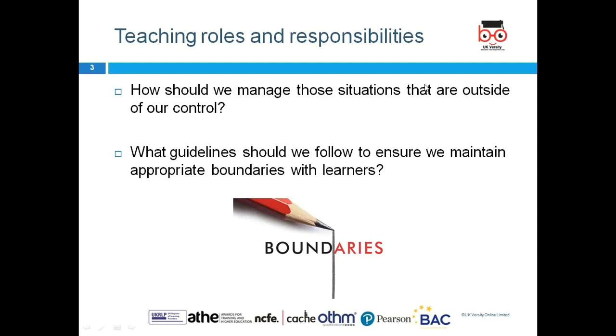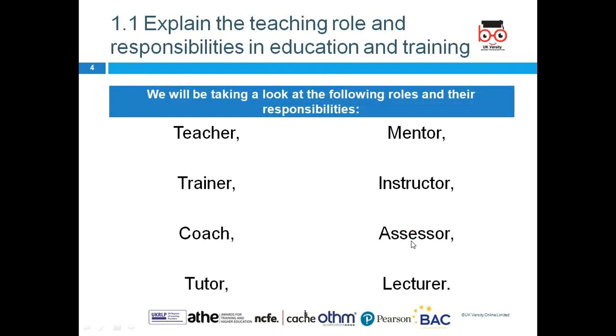So when we have situations that are outside our control, we've got to see how we can actually manage them. What sort of boundaries we put into place, what sort of guidelines we're going to put in. Going forward, we're going to look at the roles of lots of different teaching professionals and what their actual responsibilities are. Well, it depends on the situation, isn't it? It does, exactly. It really does depend on what situation you're in.